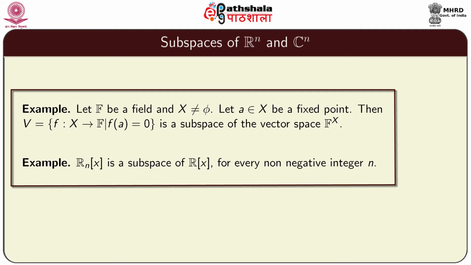Now, what is important here is that Rn[x] is not merely a subset of R[x], it is also a subspace, which means that if you have two polynomials f and g coming from Rn[x], then f plus g is also going to sit in Rn[x]. That means the degree of f plus g is also at most n. Similarly, if I have a lambda in R and f in Rn[x], then lambda f is also a polynomial whose degree is at most n.